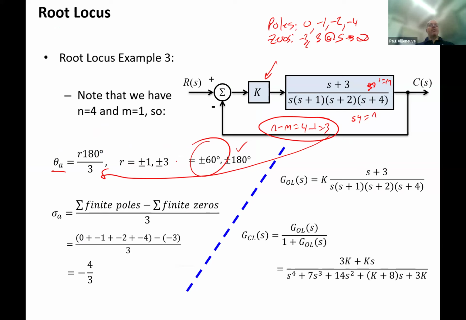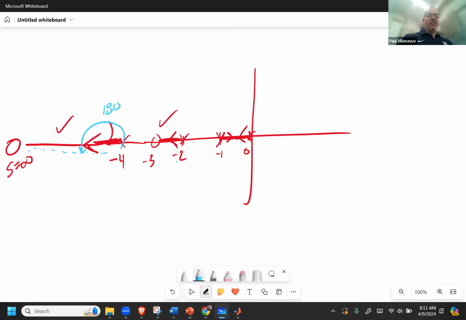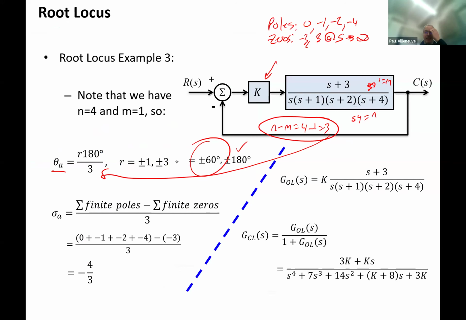So now what I need to do is calculate the sigma sub A. Why didn't I calculate the sigma sub A for the 180 degrees one? Doesn't matter, does it? Because it's 180 degrees, I can start it at this location or this location. It's going to go to the left, right? All the way out. So you don't calculate it for 180 degrees. It's not relevant. I do need to calculate it at 60 degrees.